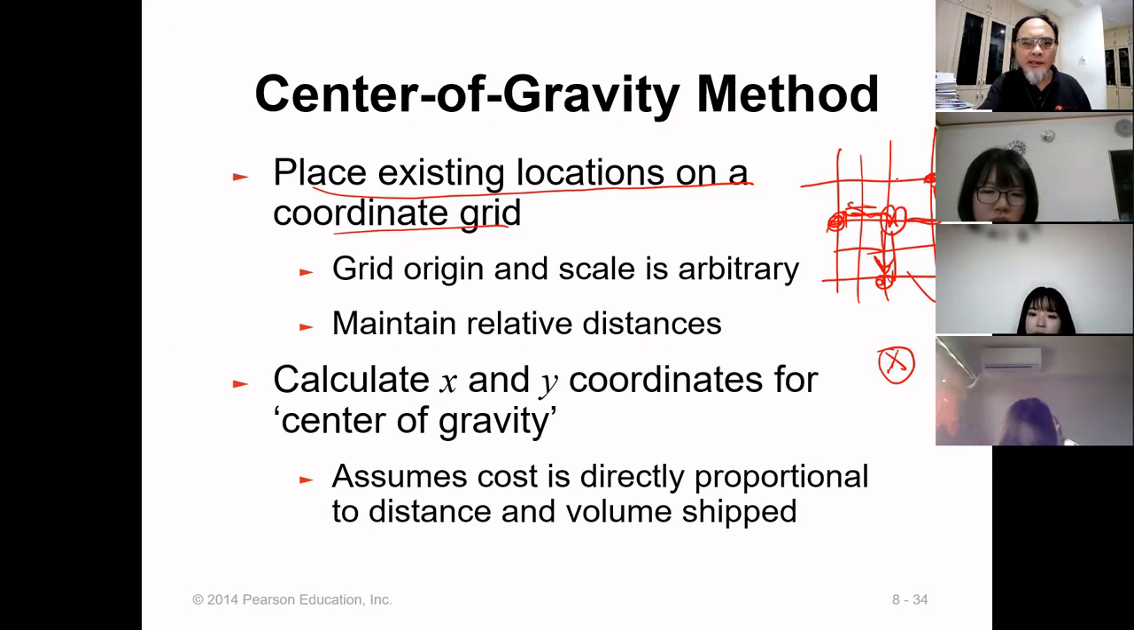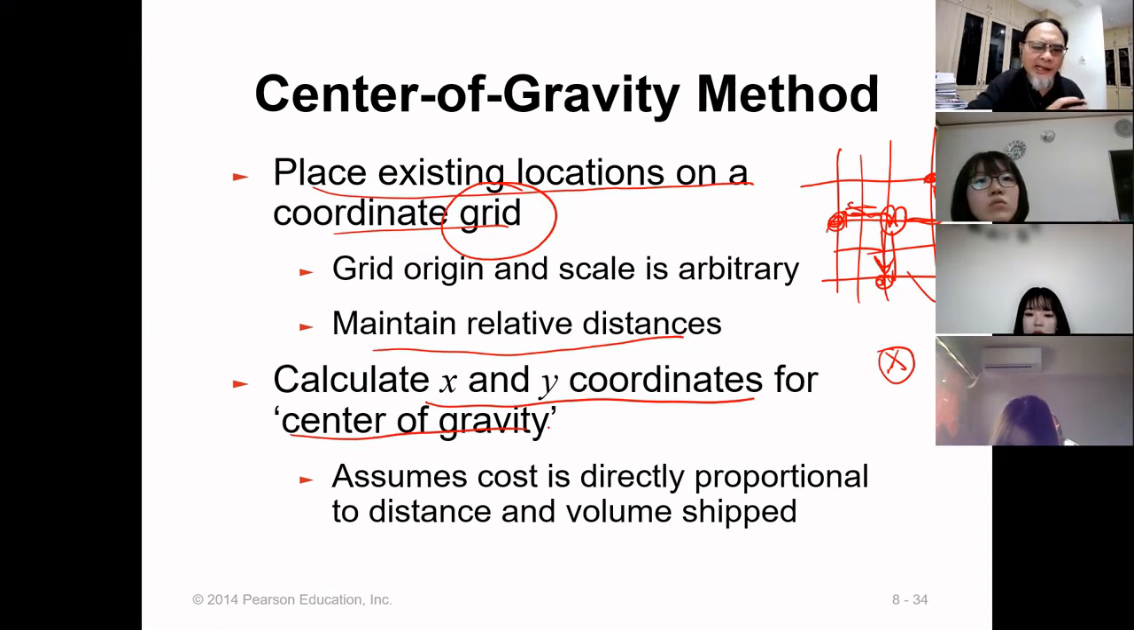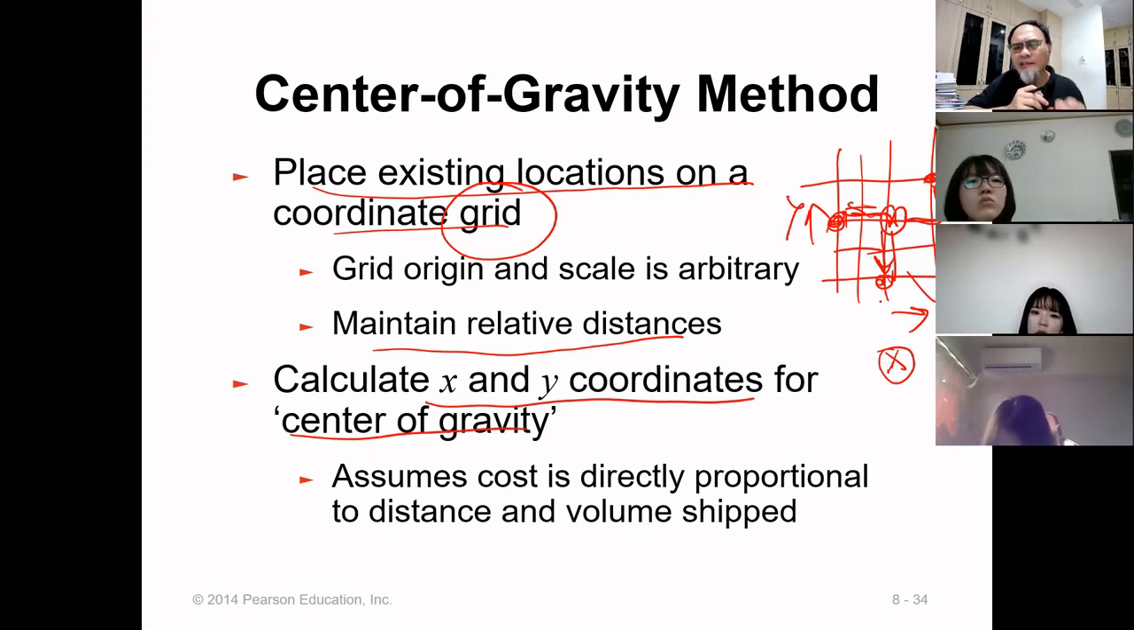Basically, the grid origin and scale is arbitrary. It doesn't matter, but you must maintain a relative distance. That's why it is a grid. And you calculate X and Y coordinates for the center of gravity. That means the movement of X and the movement of Y is going to be calculated. So you want to calculate the so-called center, basically. And you assume cost is directly proportional to distance and volume shipped.